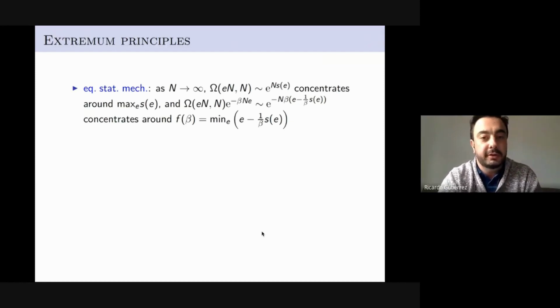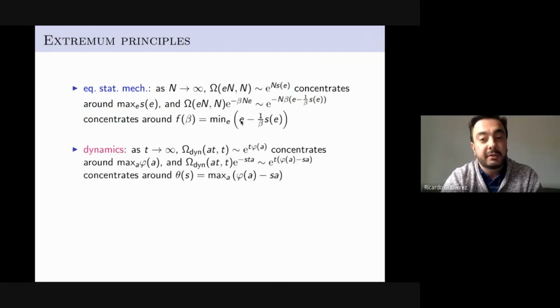In equilibrium statistical mechanics, as the number of particles or spins becomes very large, we know that this degeneracy, this entropy, the number of configurations with a given energy, concentrates around the maximum of the entropy. And the Boltzmann factor, the terms that you sum in the partition function, concentrate around the minimum of this quantity, which is the free energy.